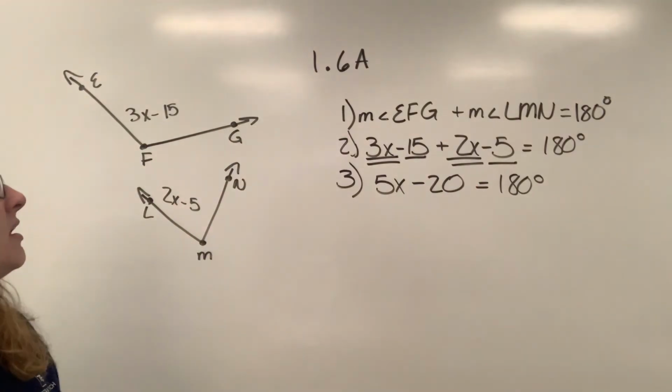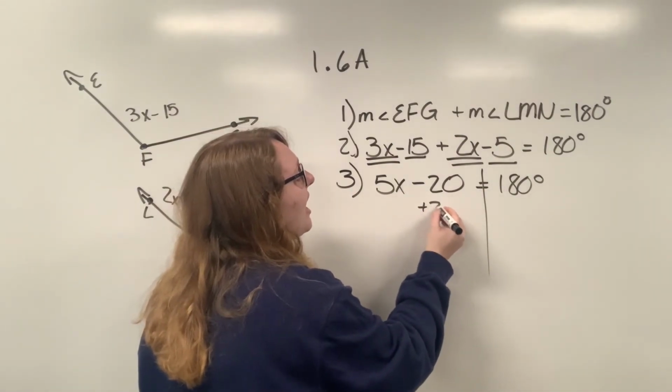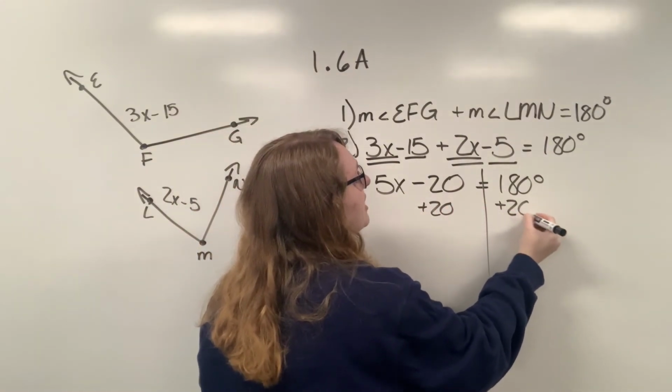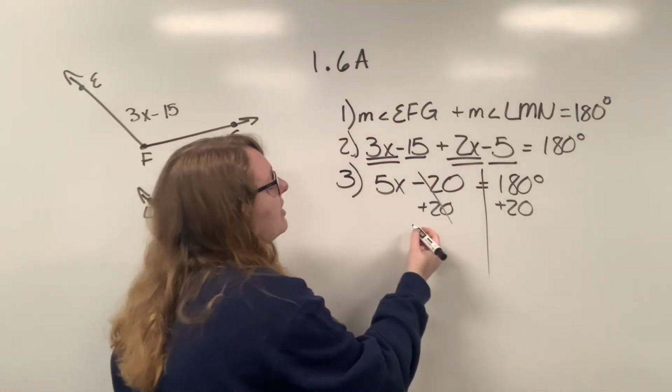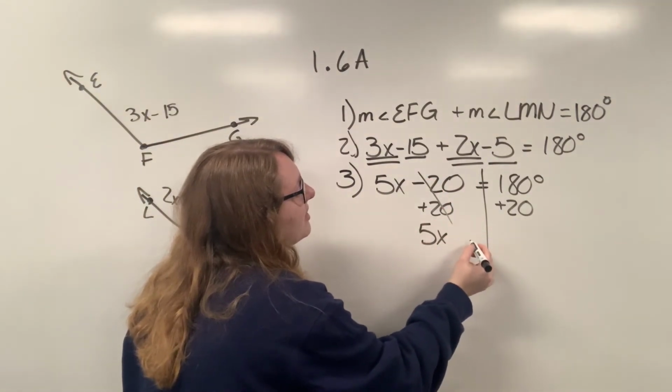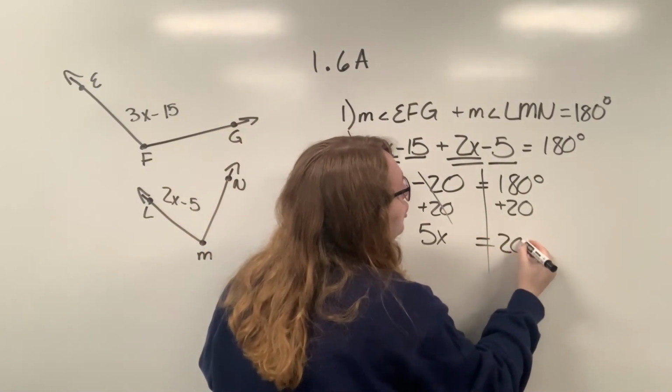So I see some subtraction here. To get rid of the subtraction, we're going to have to add 20 once on each side of the equal sign. Minus 20 plus 20, those cancel, leaving us with just a 5x. And then 180 plus 20 gives us 200.